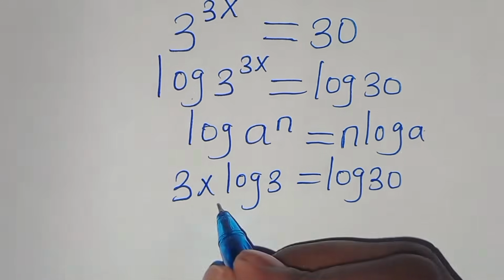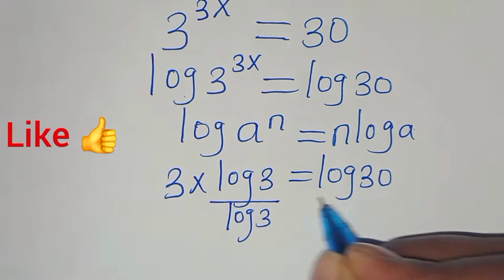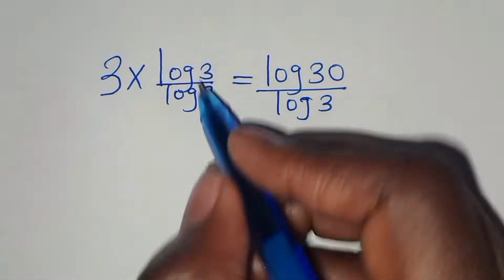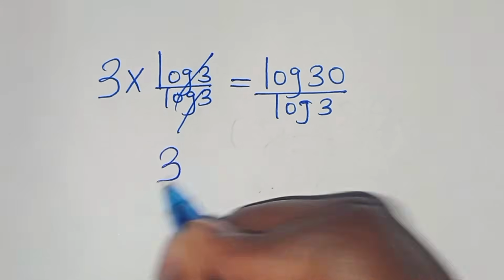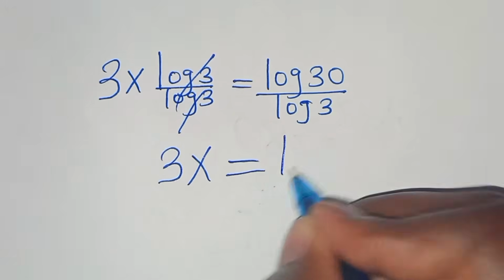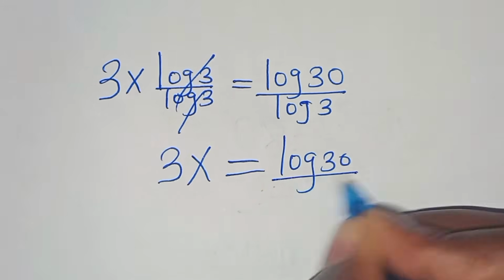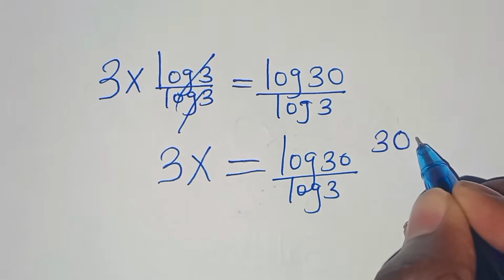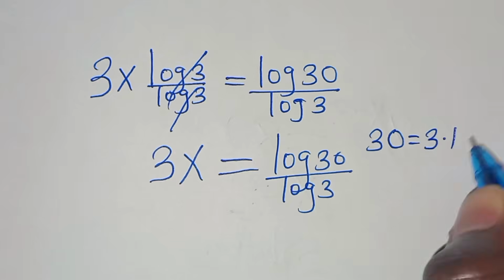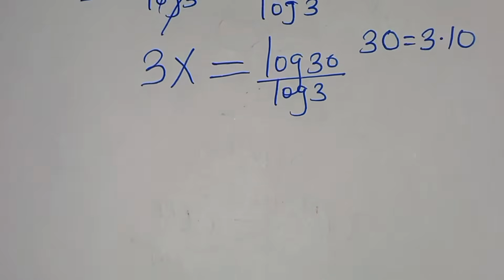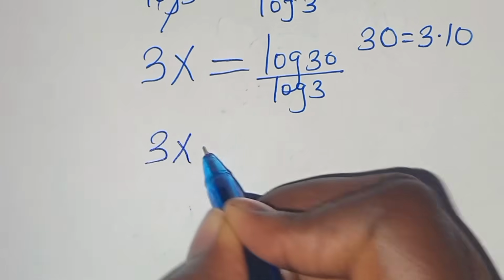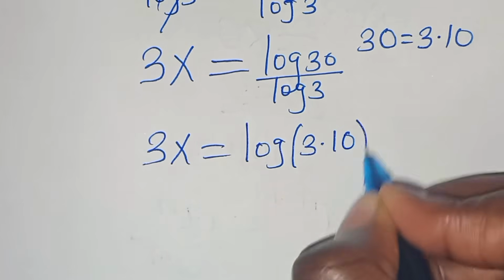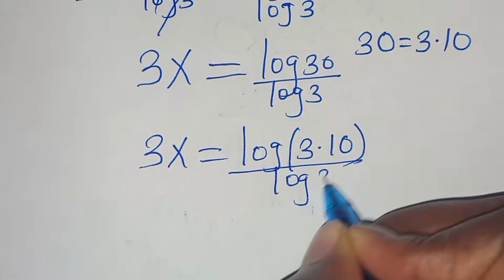The next step is to divide both sides by log 3. Also here we have log 3. So log 3 and log 3 here simplify, so that we have 3x. This is equal to log 30 divided by log 3. So we can express 30 as 3 multiplied by 10. So we have 3x, this is equal to log 3 multiplied by 10, everything here divided by log 3.